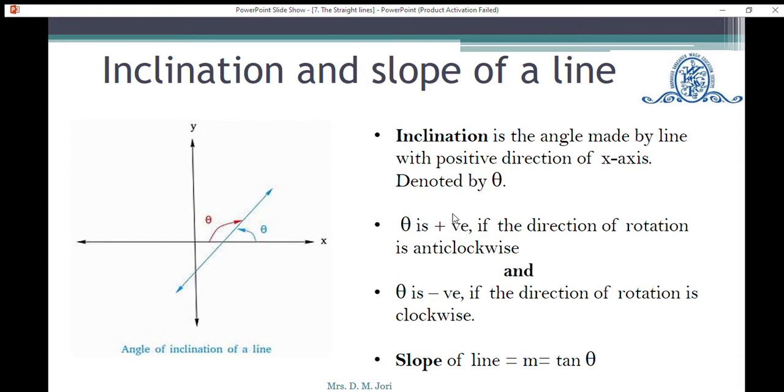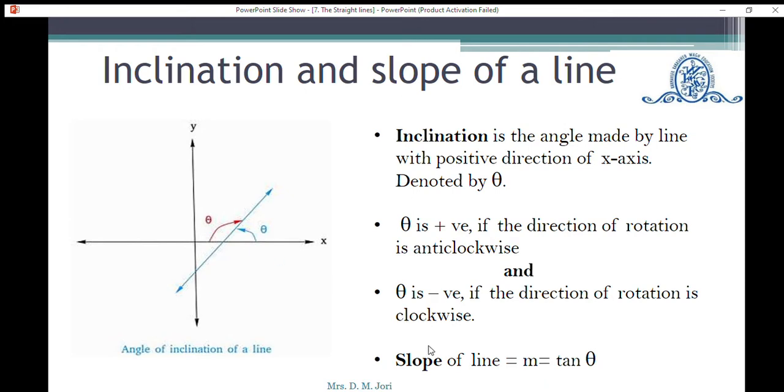If theta is positive, the direction of rotation is anti-clockwise. If you measure your angle in anti-clockwise direction, see the arrow is in anti-clockwise direction, your angle should be positive. And if you measure your angle in clockwise direction, your angle must be negative. See the another arrow, another inclination is in clockwise direction. So this red color theta will be a negative angle.